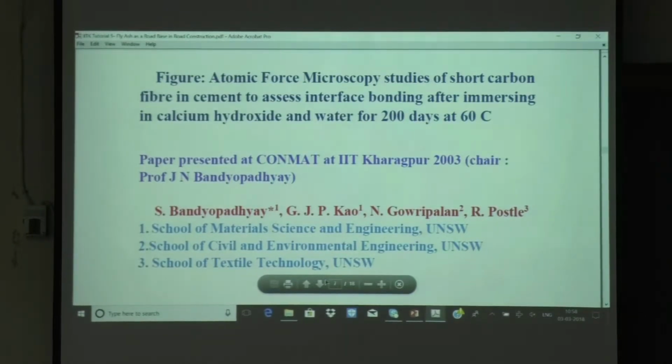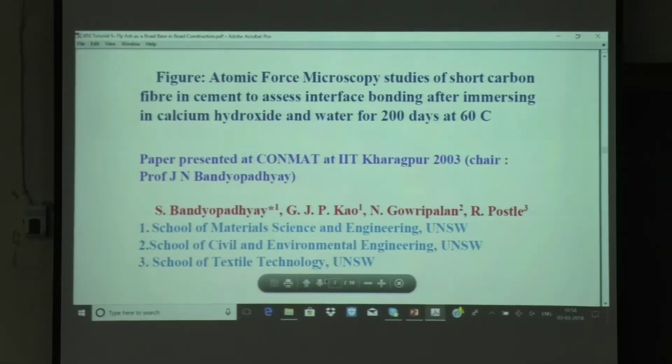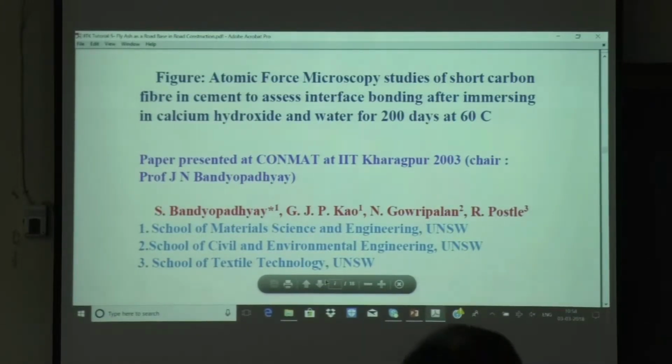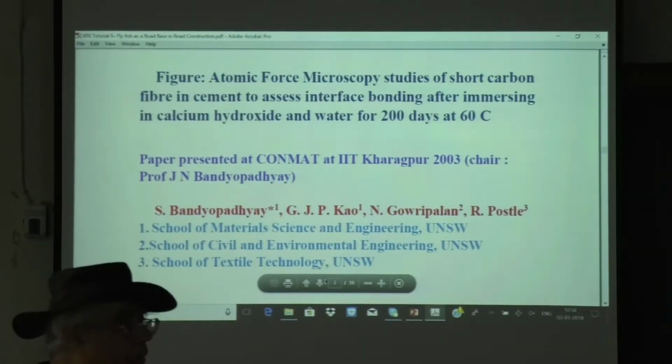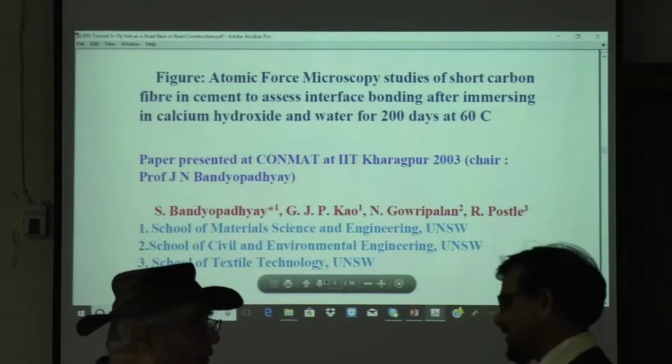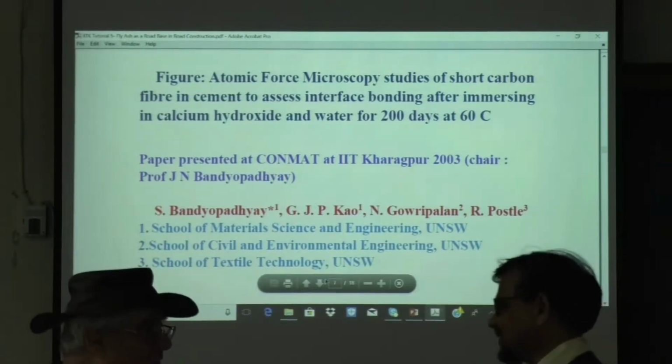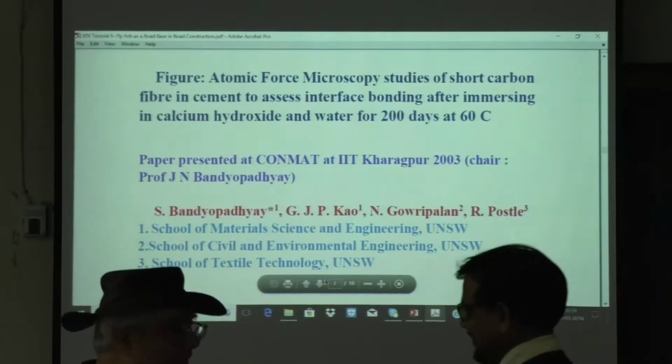And Dr. Ron Postle helped in the atomic force microscopy area. That work was presented at IIT Kharagpur, and that conference was chaired by another Bandyopadhyay, Professor Janendranath Bandyopadhyay. He has taken retirement, but he still lives in IIT Kharagpur. Okay, I wanted you to see these slides, and thank you. Now you have it, all right? Because remember this, atomic force microscopy, don't forget it.